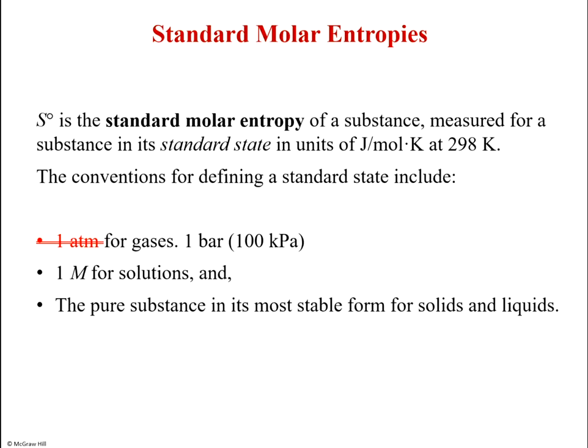S0 is the standard molar entropy of a substance. It's measured for a substance in its standard state, and we use units joule per mole Kelvin, as those are the SI units, at 298 Kelvin. The conventions for defining this thermodynamic standard state, your textbook erroneously puts in 1 atmosphere. We would actually use 1 bar, which is 100 kilopascals, which is the SI standard unit, 1 molar for solutions, and the pure substance in its most stable form for solids and for liquids.